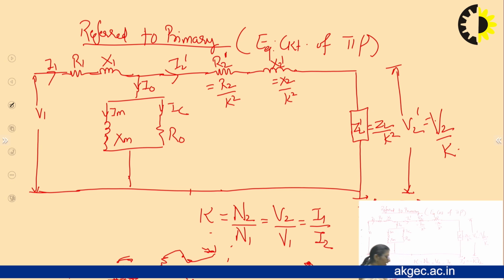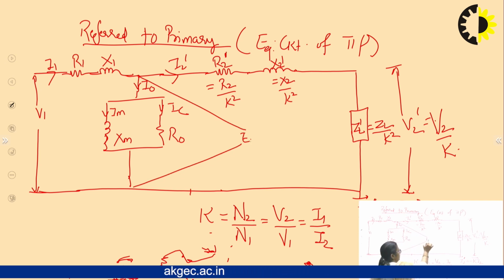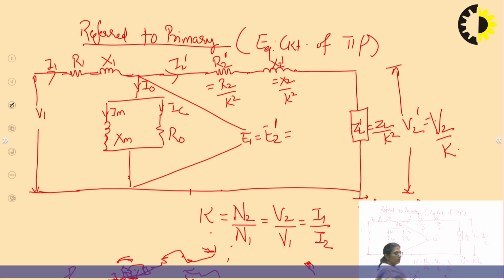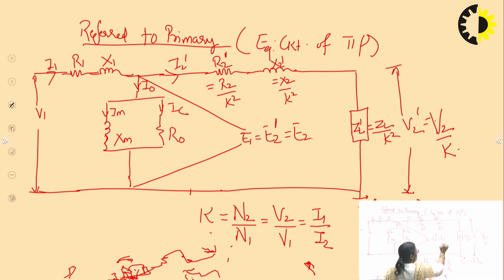One more thing is remaining. What is that? We haven't represented the induced EMF right now. Where would the induced EMFs be? I can represent it over here. This is E1 and is also equal to E2 dash. And what is E2 dash given by? E2 dash is given by once again E2 by K.